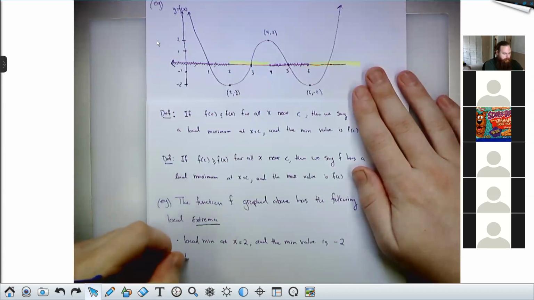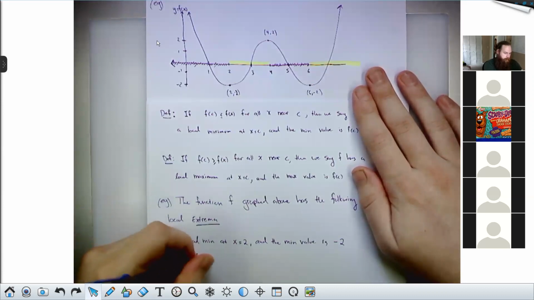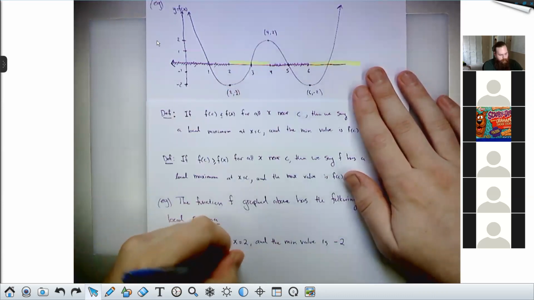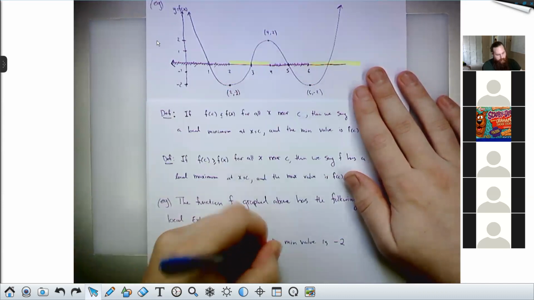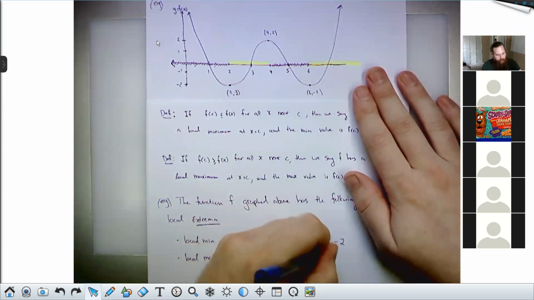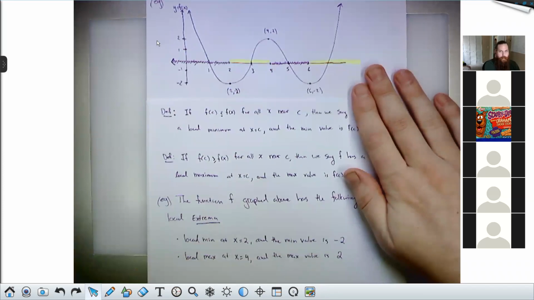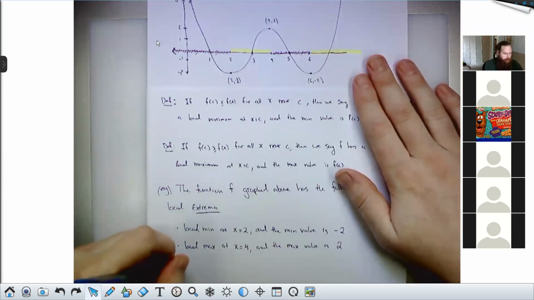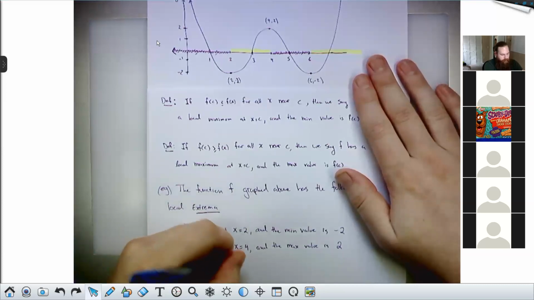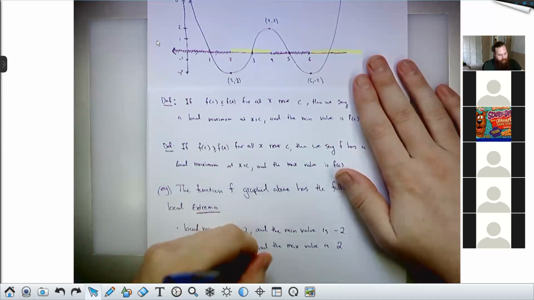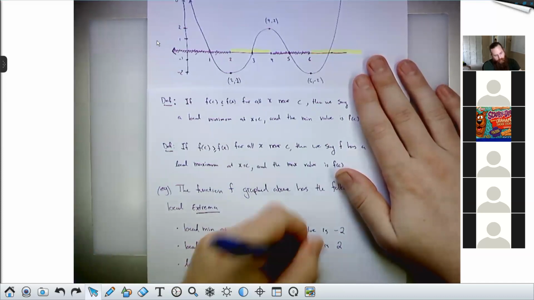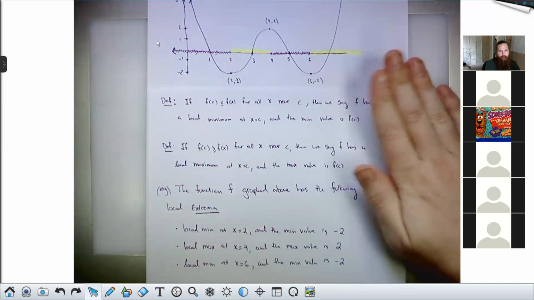We have a local max at x equals 4. And the max value is +2. And then we have another local min at x equals 6. And the min value there was -2 again.